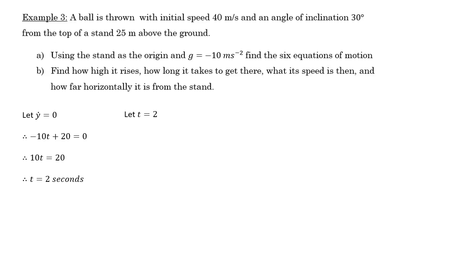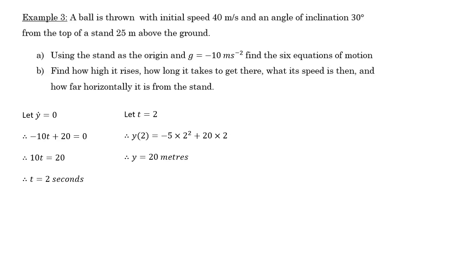So substituting t into that equation, we find that my vertical displacement is equal to 20 meters. 20 meters above the stand, and I guess we could say 45 meters above the ground. So after 2 seconds, the ball has reached a maximum height of 20 meters above the stand. So that's two parts of the question. I need to know its speed at that point and how far horizontally it is from the stand.